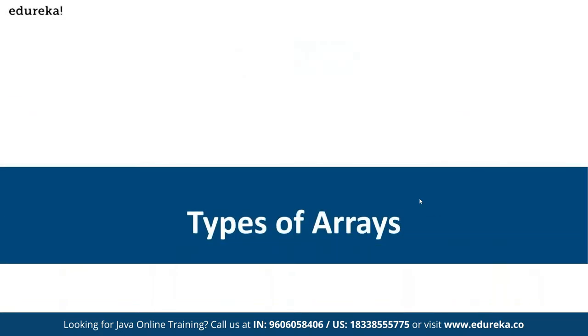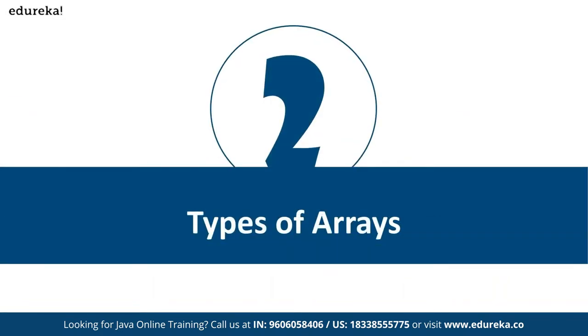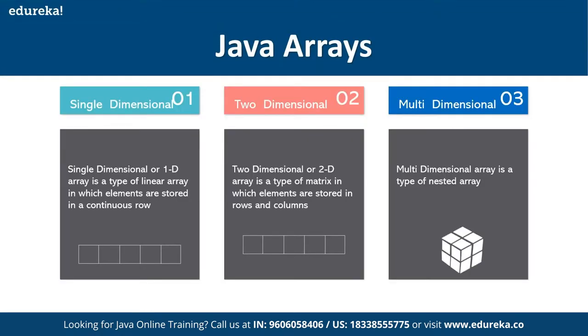When it comes to types of arrays in Java, I can classify them into three types: a single-dimensional array, a two-dimensional array, and a multi-dimensional array. As the name suggests, a single-dimensional array is a linear array, so the elements are stored in a continuous row. In a two-dimensional array, I'll be storing the elements in rows and columns. A multi-dimensional array you can think of as a nested array, where I have one array inside another array. That is how you can think about the various types of Java arrays.